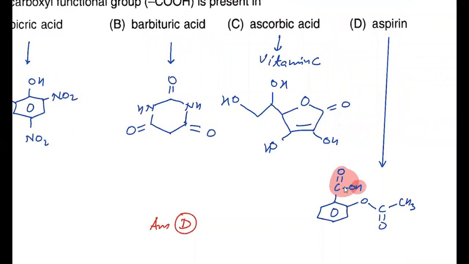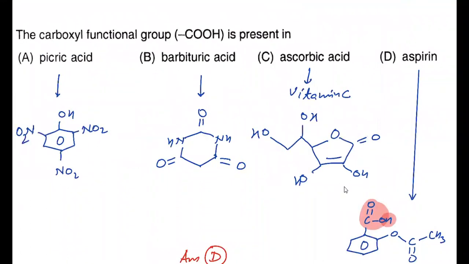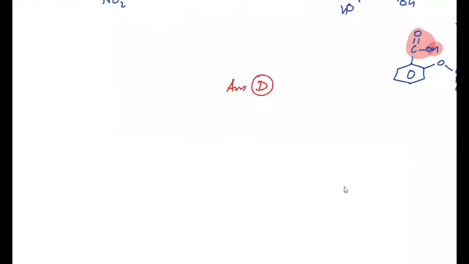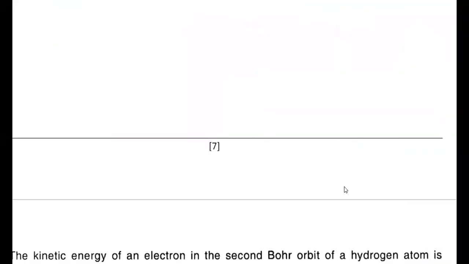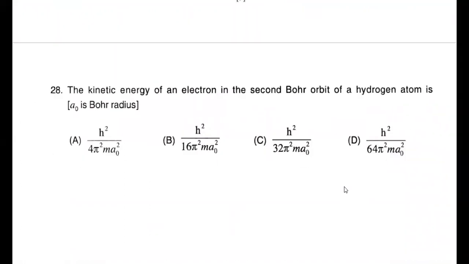Now there is no need of the structures for this question. But for a futuristic angle, I have given you the structures for all the compounds: picric acid, barbituric acid, ascorbic acid, and aspirin. Okay. Then the next question is asked: the kinetic energy of the electron in the second Bohr orbit of hydrogen atom is.